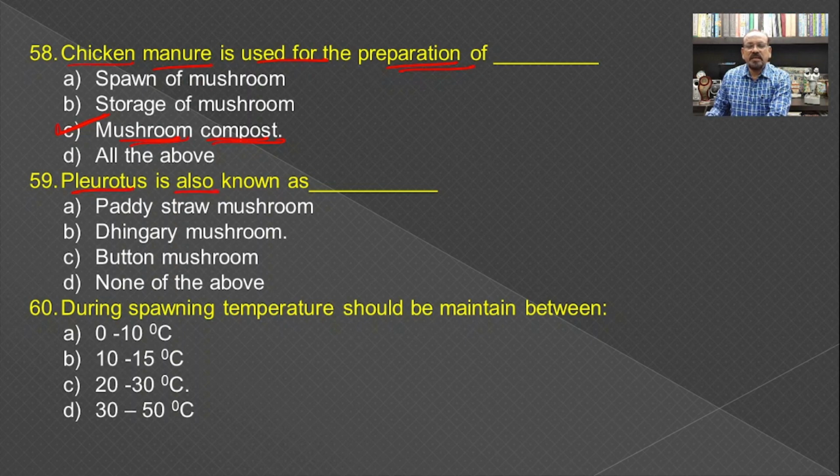Then pleurotus is also known as the dhingri mushroom. Then during spawning, temperature should be maintained between: during the spawning, there is need to maintain the temperature from 20 degrees Celsius to 30 degrees Celsius.